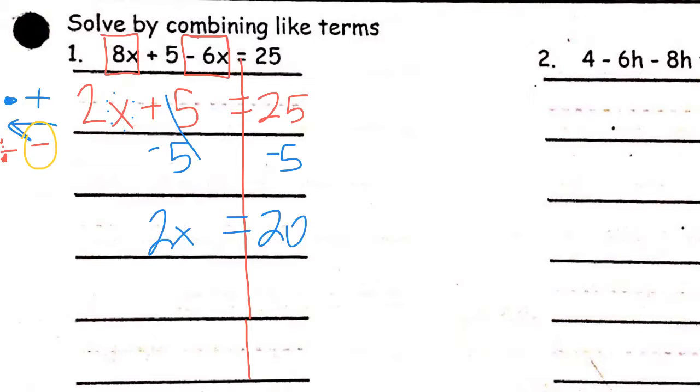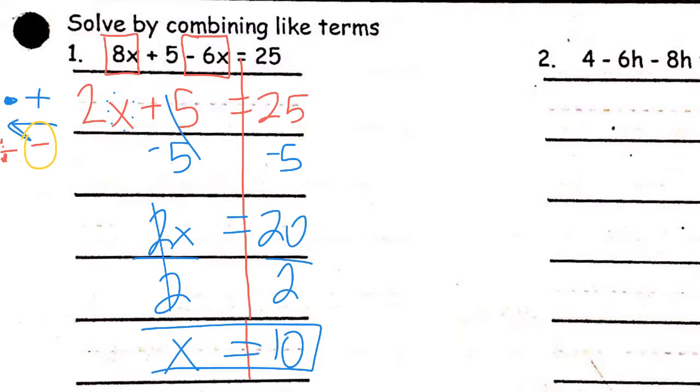Now to isolate that variable, I have to divide by my coefficient. So I'm going to divide both sides by 2. That cancels out here, so I've isolated my variable, got x by itself, and now 20 divided by 2 is 10. So my final answer for this one is x is equal to 10.